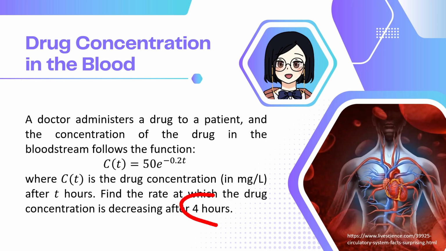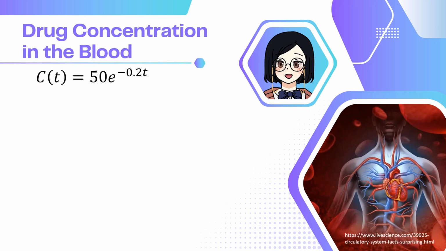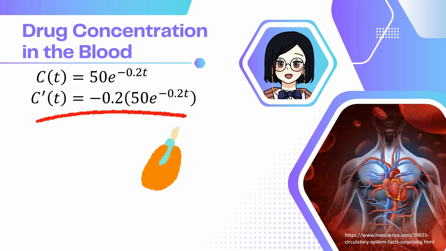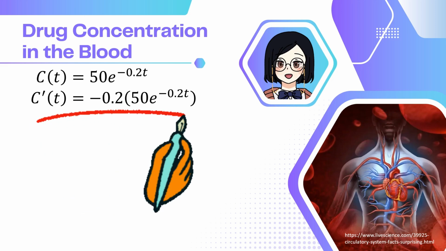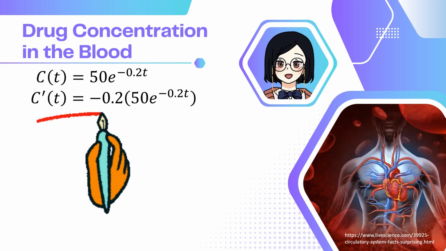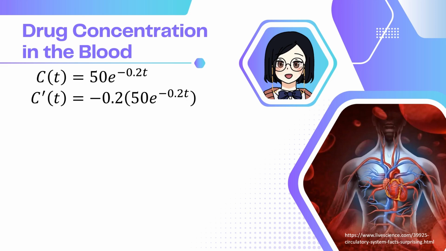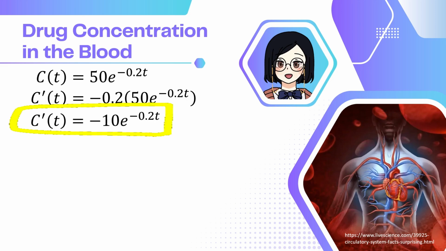Find the rate at which drug concentration is decreasing after 4 hours. To determine how fast the drug level is decreasing after 4 hours, we take the derivative of the function, which is C'(t) = -0.2 times the quantity 50e^(-0.2t). Simplifying this, we will have C'(t) = -10e^(-0.2t).